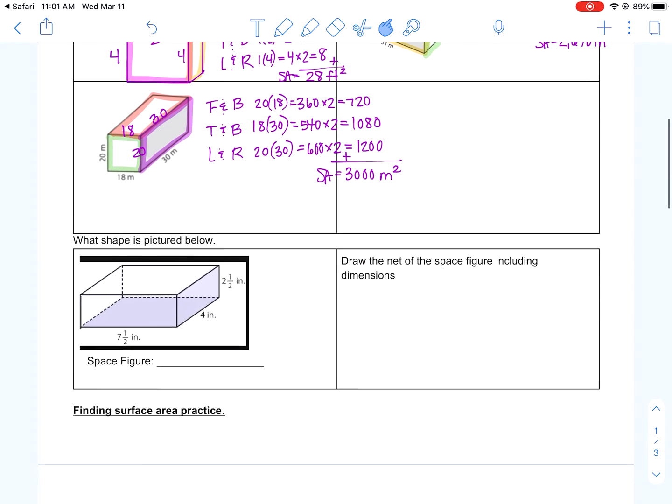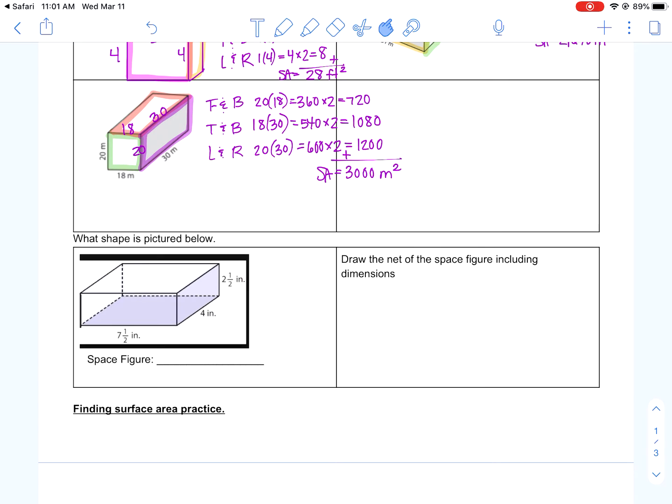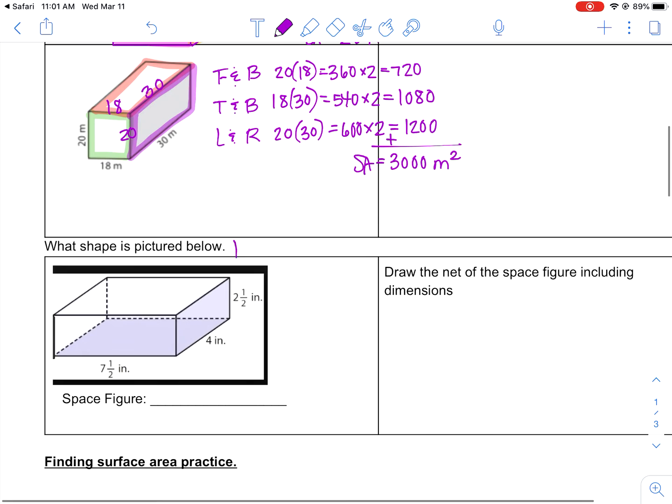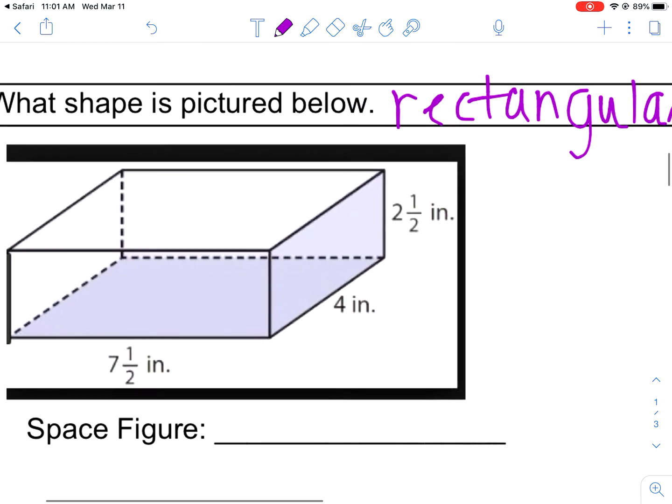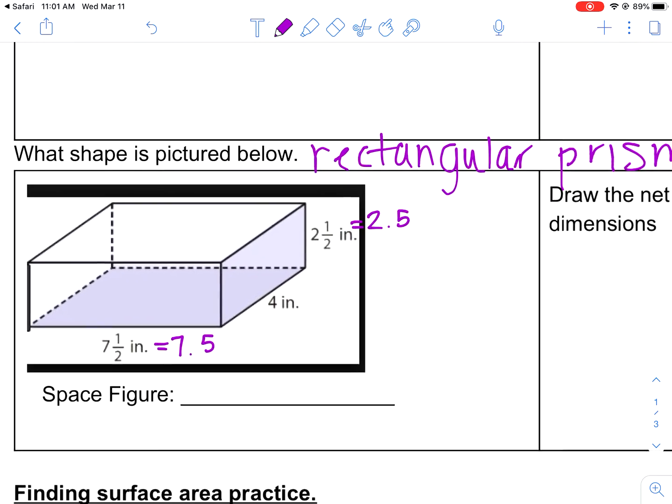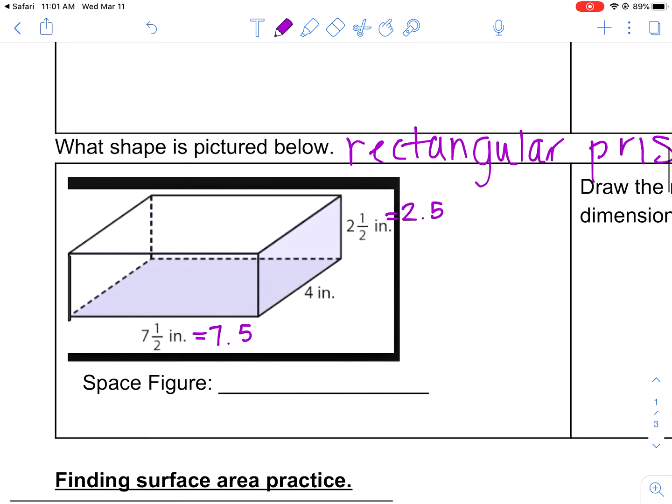Kind of moving down here, what shape is pictured below? This is a rectangular prism, and if you notice, it has some fractions. We can change fractions to decimals, so if you'd want to do that, you can, and make this 7.5 and 2.5, and you're going to repeat that same process.